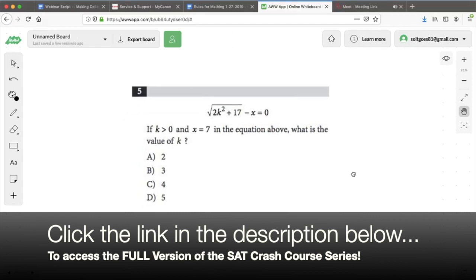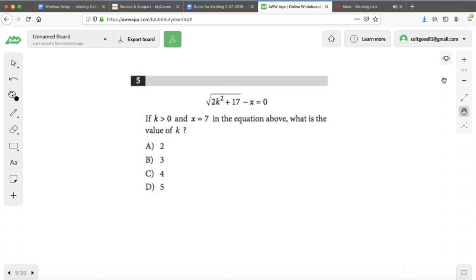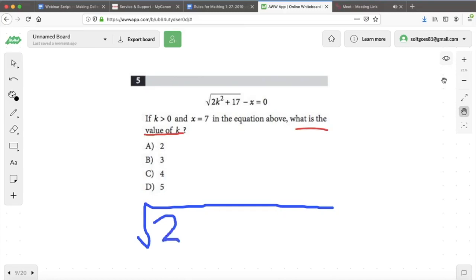All right. We got question number 5. Juliana is up next. Go ahead and read question number 5 for us, please. If k is greater than 0 and x is equal to 7, in the equation above, what is the value of k? How can we solve this? Plug in the variables. Absolutely. Let's do it. Let me see you work it out. Do I plug in the ABC values for k? Absolutely, right? Because remember, we're solving what is the value of k. So k is either 2 or 3 or 4 or 5.